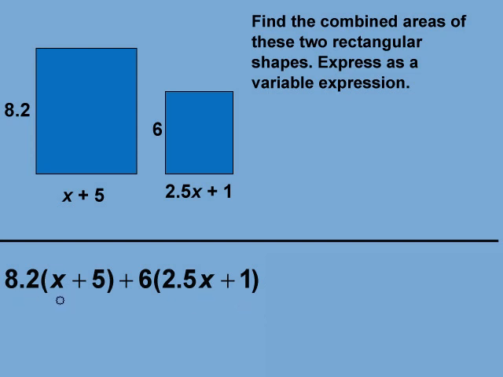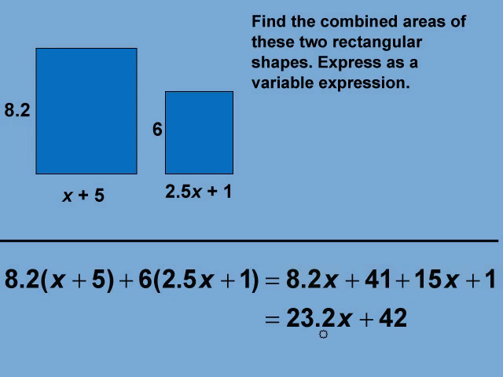Distribute the 8.2 to this expression and 6 to this expression. We get this expression. Combine like terms. That means combining these two terms and these two terms. The result is 23.2x plus 42, as shown here. Let's look at another example.